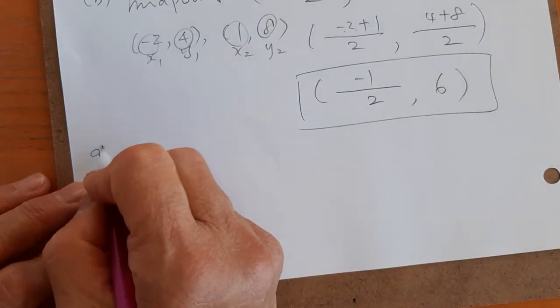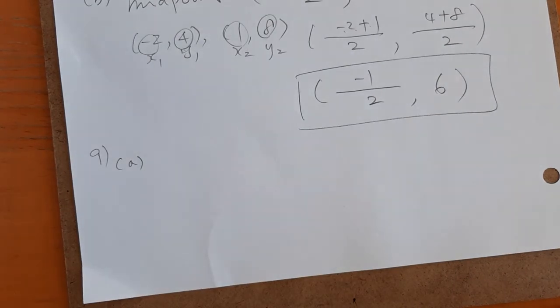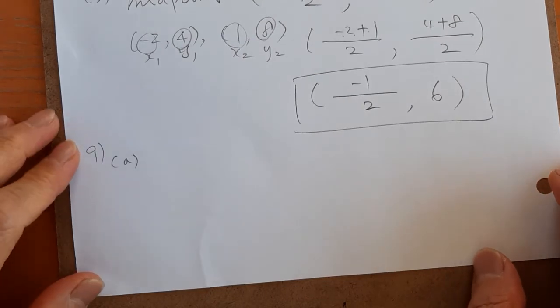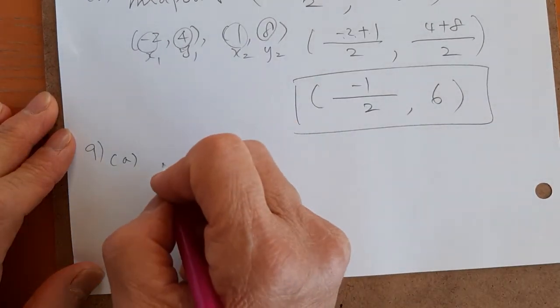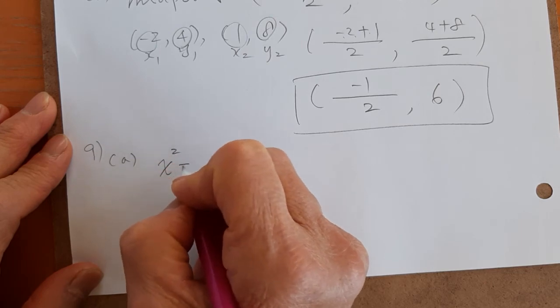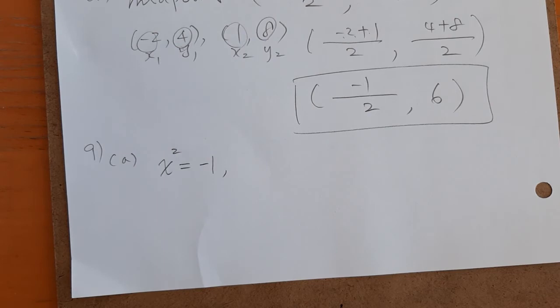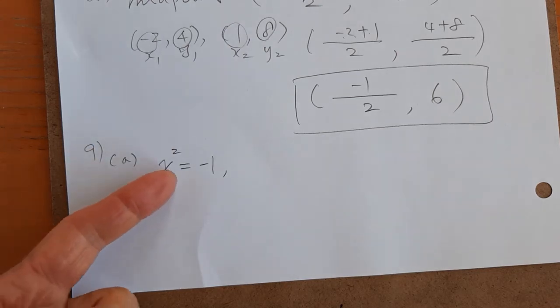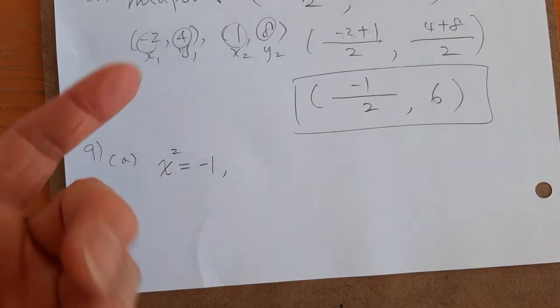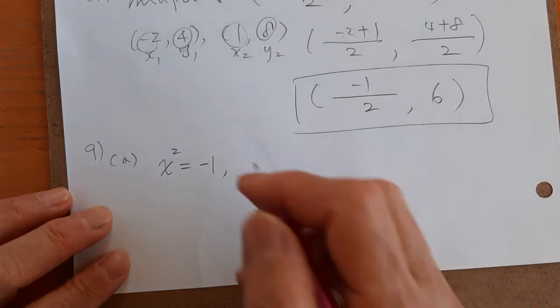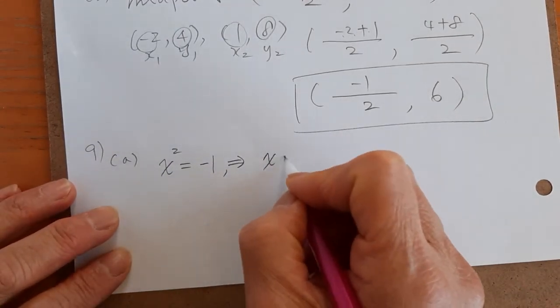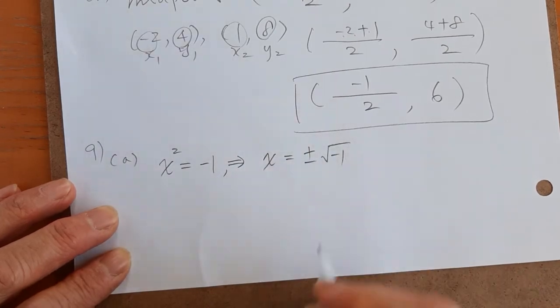And question 9a, it's about the complex number. For complex numbers, we have to talk about any number squared equal negative 1. Any real number squared equal negative 1, there's no real number. Any real number squared, if positive, the square is positive. Negative squared is still positive. 0 squared is 0, never equal negative. So we need to put down the positive and negative square root of negative 1.